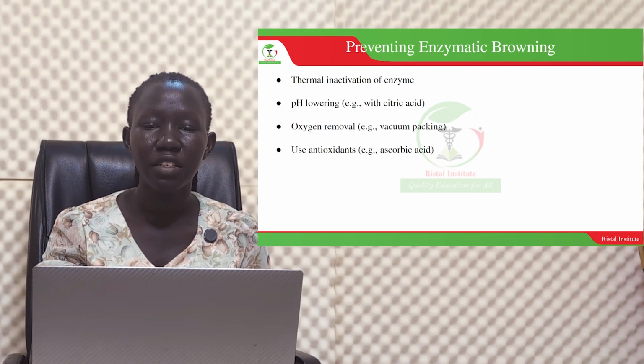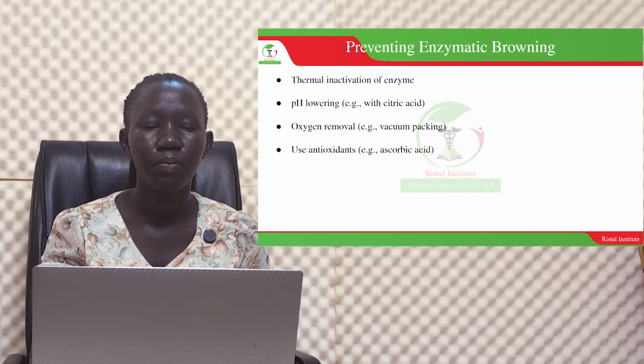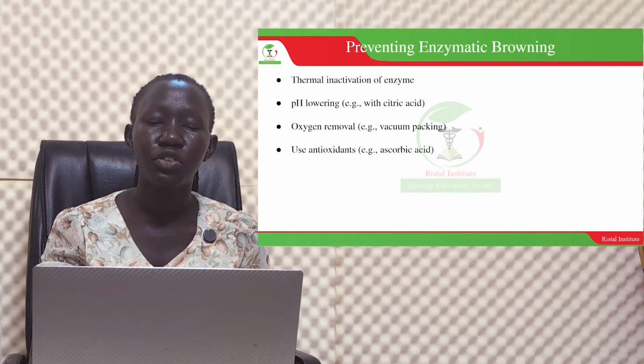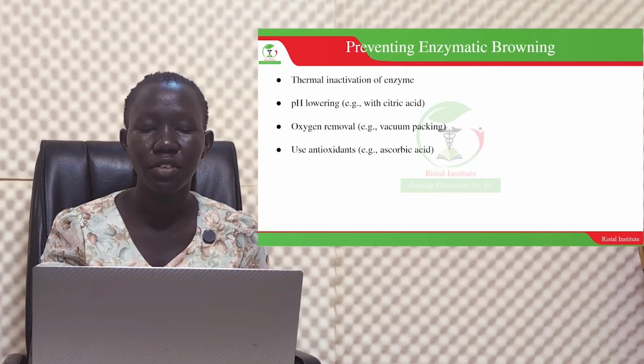How can we prevent enzymatic browning? One of the ways is through thermal inactivation of the enzyme. You can also lower the pH using citric acid. Oxygen removal by vacuum packing, and we can also use antioxidants, for example, ascorbic acid.